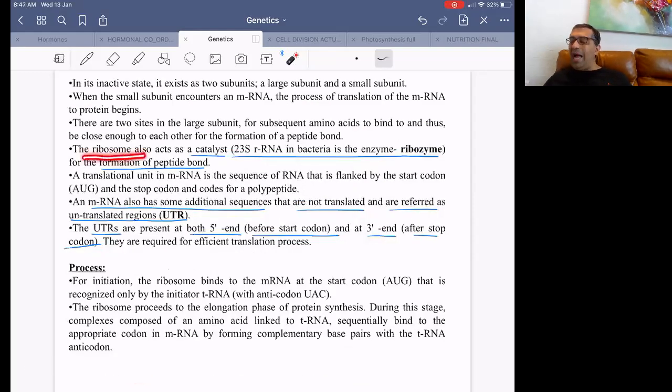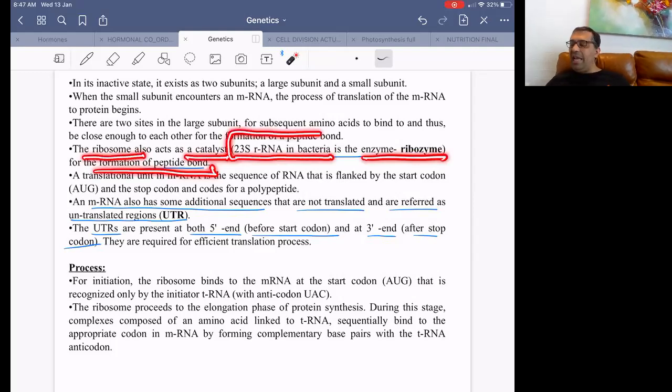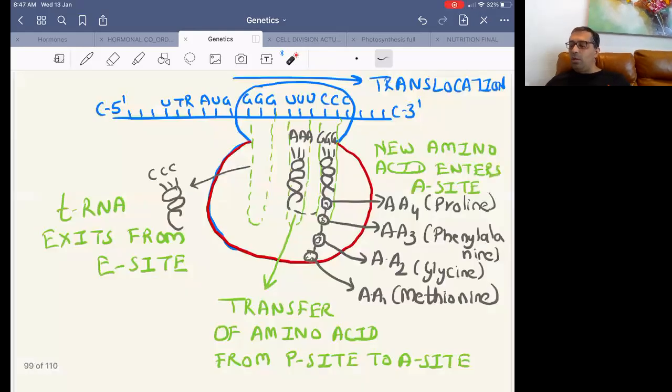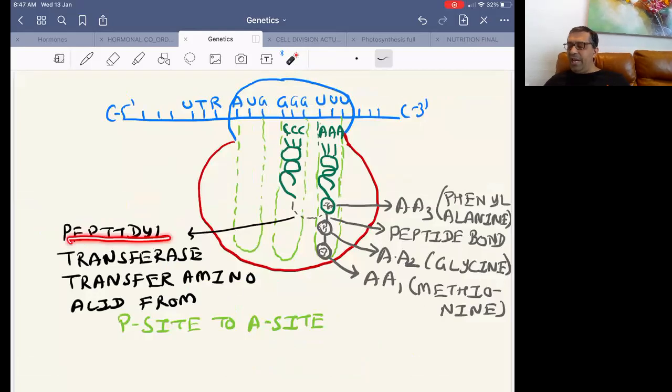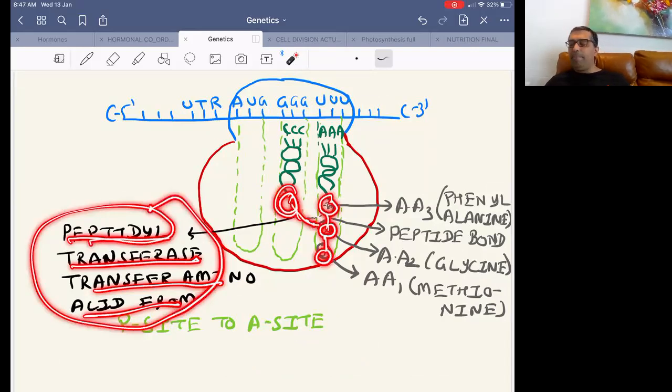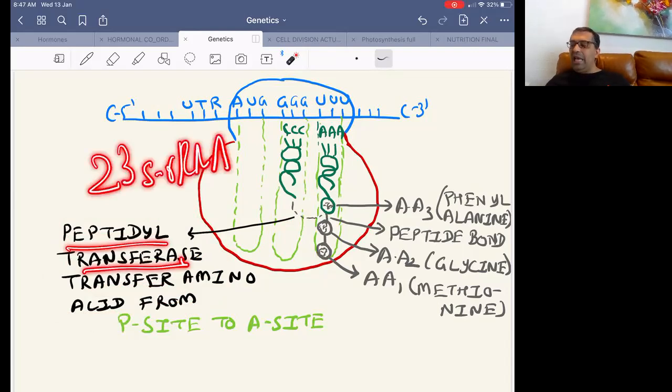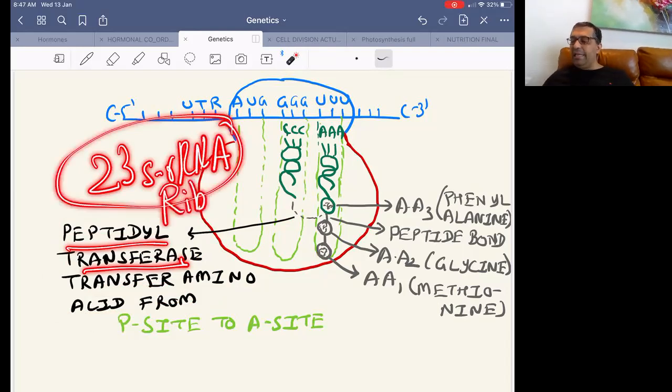The ribosome also acts as a catalyst. 23S rRNA is the enzyme called ribozyme for the formation of a polypeptide chain. Sir, if you remember, which enzyme is this? 23S rRNA. It will help in formation of peptide bond. So if you remember, in eukaryotes, peptide transferase transfers amino acid from the P site to the A site. That is done by peptide transferase. Peptide transferase forms the peptide bond. In prokaryotes, not peptide transferase, but 23S rRNA, which is called ribozyme.